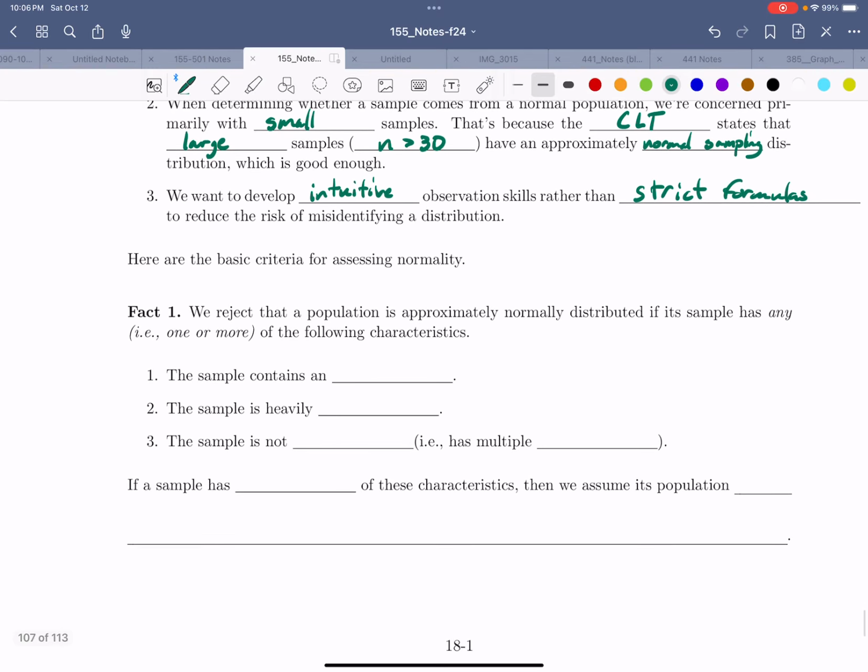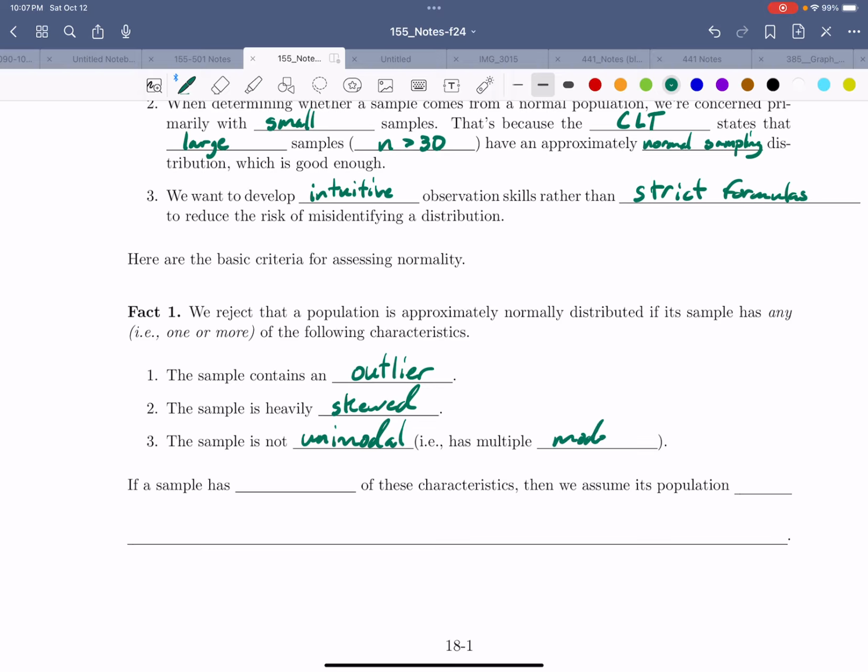So here are our criteria for assessing normality. If a sample contains one or more of the following, then it likely does not come from a normal population. The population likely is not normal. If the sample contains an outlier, if the sample is heavily skewed, if the sample is not unimodal, i.e.